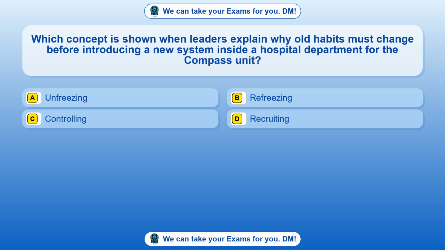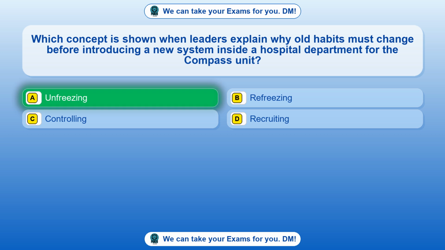Question 69. Which concept is shown when leaders explain why old habits must change before introducing a new system inside a hospital department for the compass unit? Option A, unfreezing. Option B, refreezing. Option C, controlling. Option D, recruiting. The correct answer is option A, unfreezing.